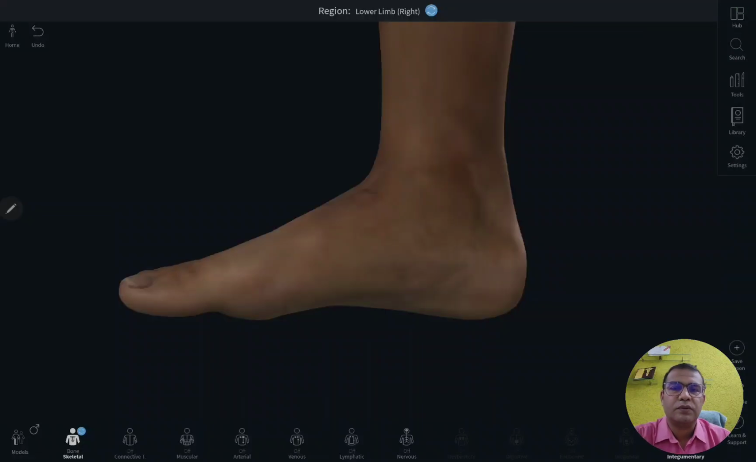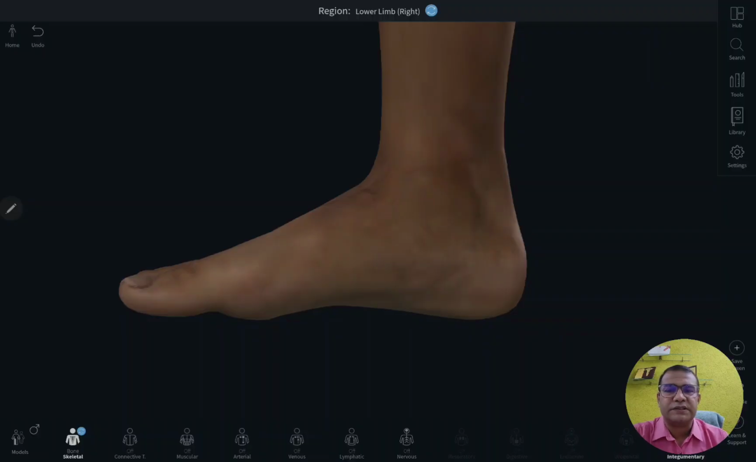Hello friends, today we are going to discuss arches of foot. We know that foot acts as a segmented lever, and due to the presence of tarsals, metatarsals and phalanges, it is easy to adapt on the uneven ground.